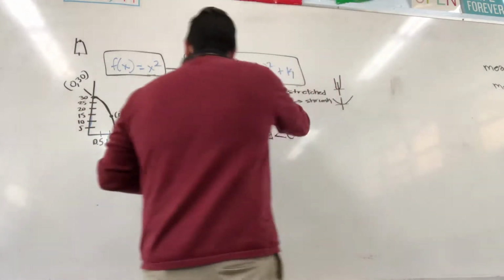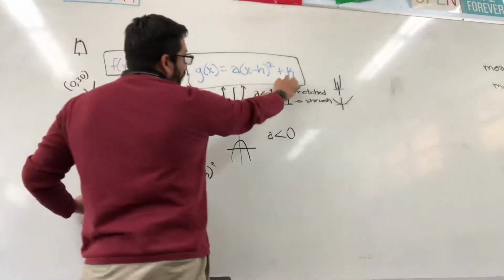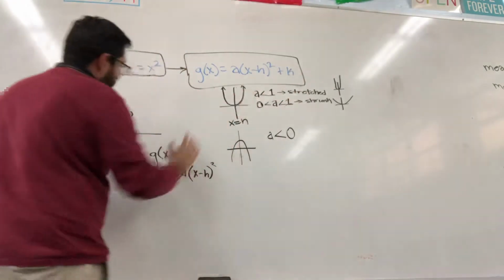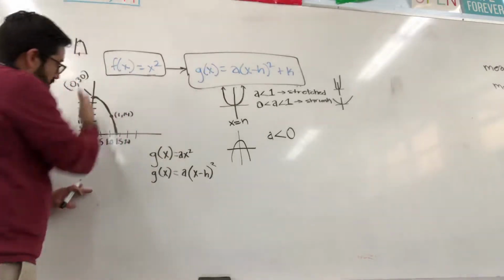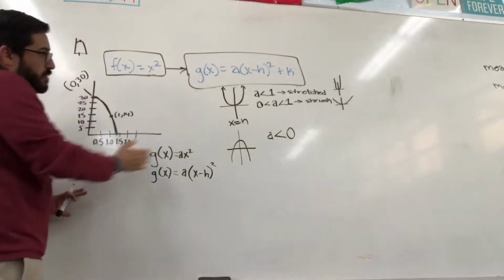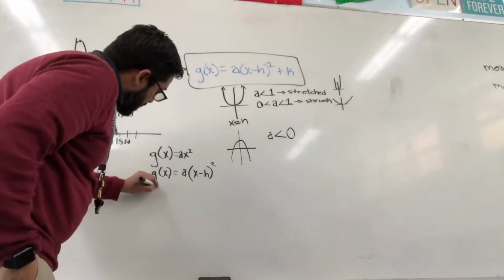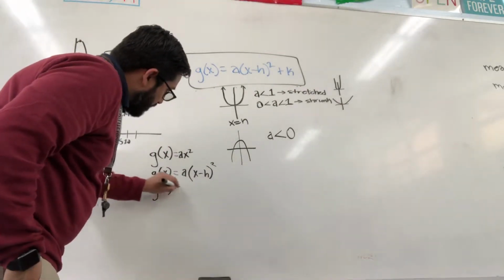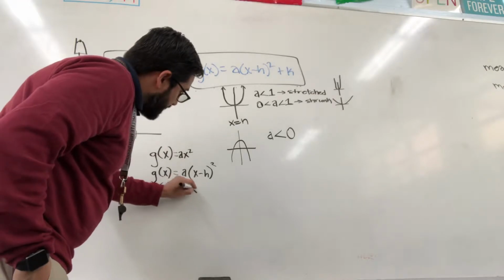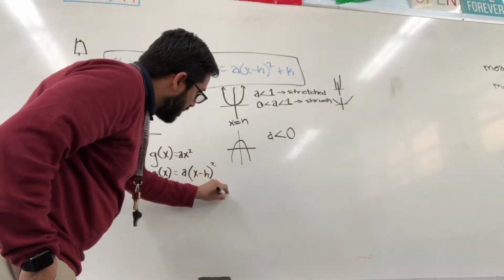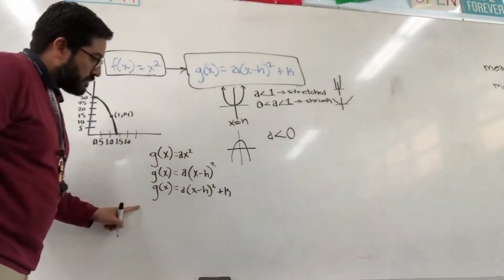Now, another thing that we want to do is move our graph up and down the y-axis. In order to do that, we add a k component to it, okay? So as we keep adding components, it's going to allow us to place our parabola, our function, anywhere that we want on the graph. Okay?